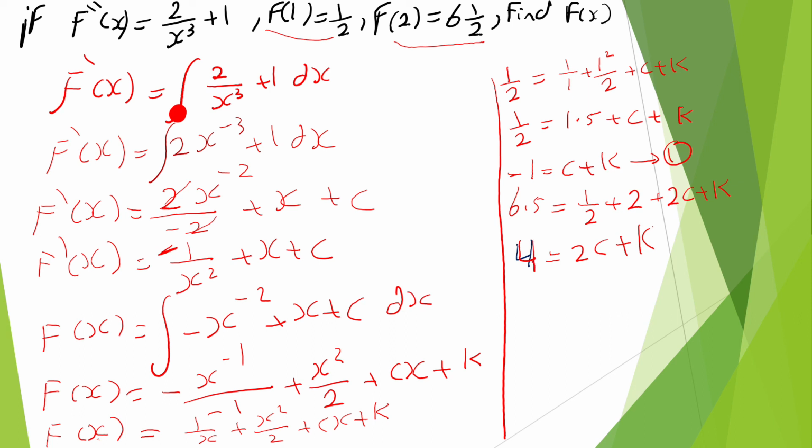Okay, now you can use the graphic calculator to find the c value and the k value. So remember, in the graphic calculator, you go to menu, equations, and simultaneous, and then you're going to enter the values for the first one. So 1, 1, -1, and for the second one will be 2, 1, and 4. So c is 5, and k is -6.